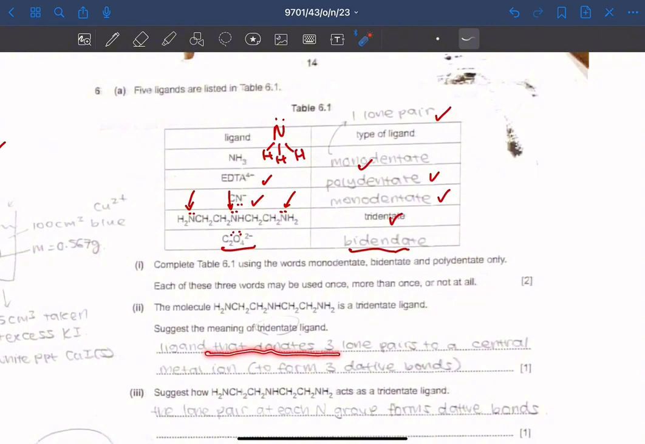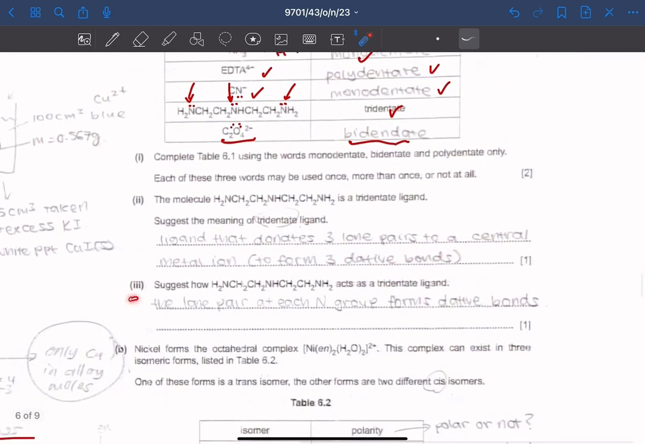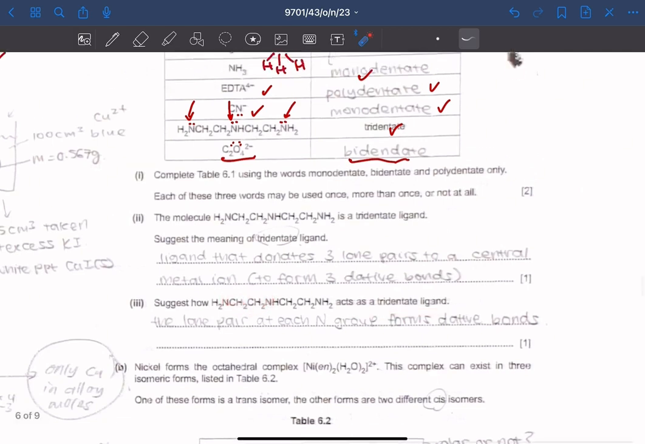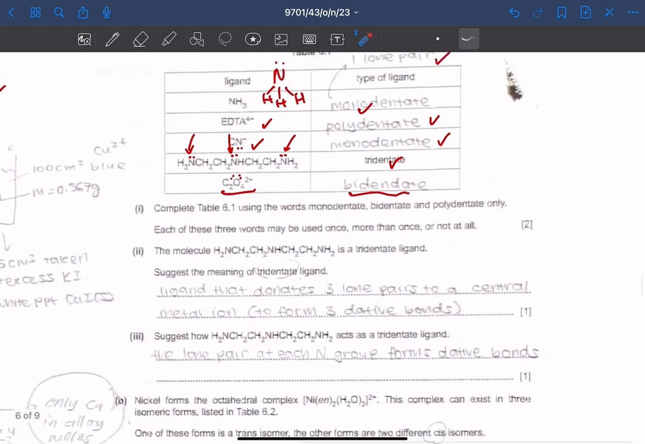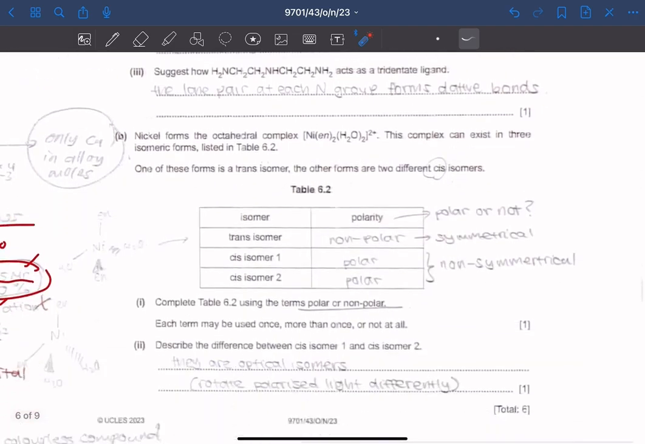We could say a tridentate ligand is a ligand that donates 3 lone pairs to a central metal ion to form 3 dative bonds. III. Suggest how this compound acts as a tridentate ligand. So we just state its action. The lone pair at each N group, we have to be specific. Where is the lone pair? It's at each of the N groups, where dative bonds form.